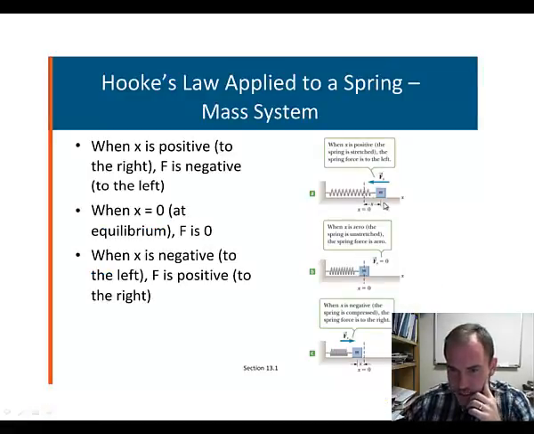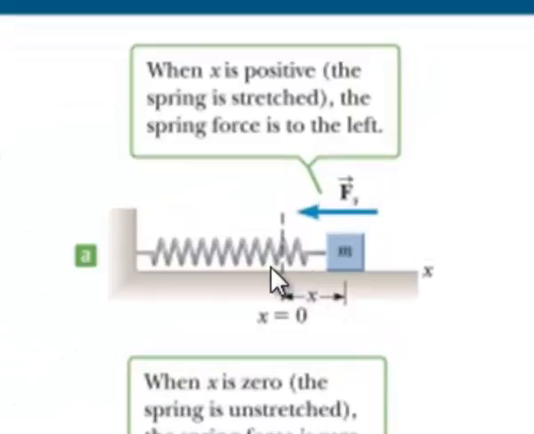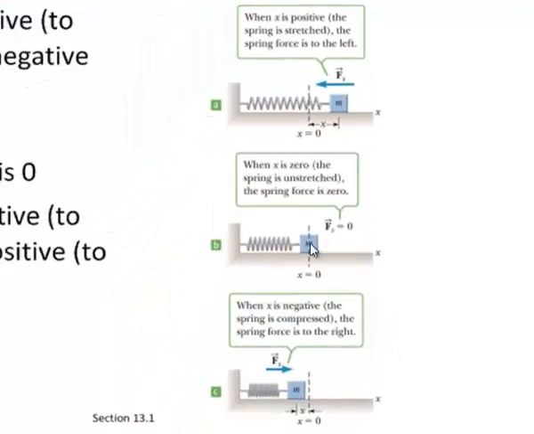We look up here in the top. When you stretch a spring, what happens? It exerts a force back towards the equilibrium. So when you stretch a spring to the right, the force from the spring is going to be back to the left. When you're at the equilibrium position, here in the middle, that spring is unstretched or uncompressed, so there's no force. So F is 0. And of course, if you compress a spring to the left, its force is going to be to the right.